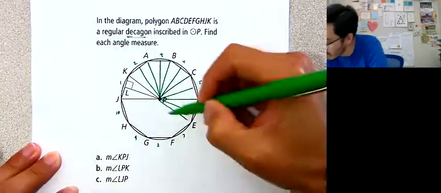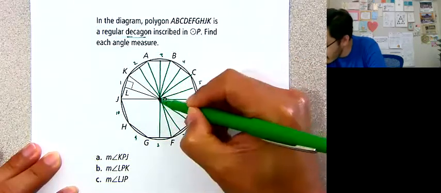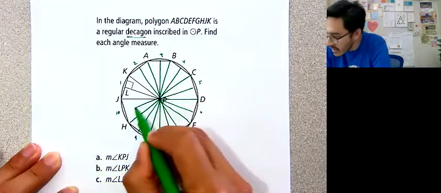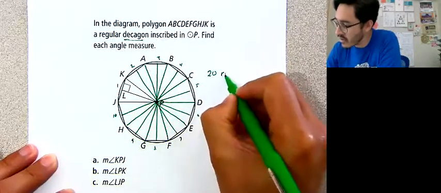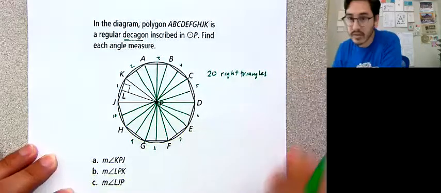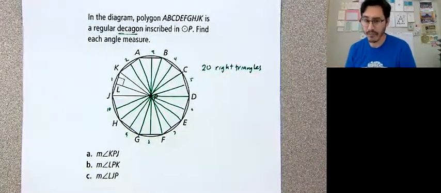11, 12, 13, 14, 15, 16, 17, 18, 19, and 20. Okay, so we have 20 right triangles that make up this entire polygon.